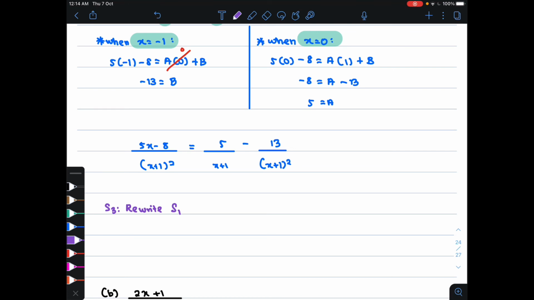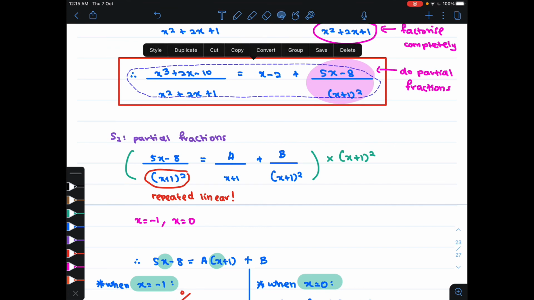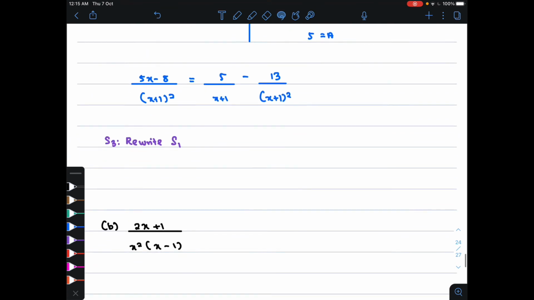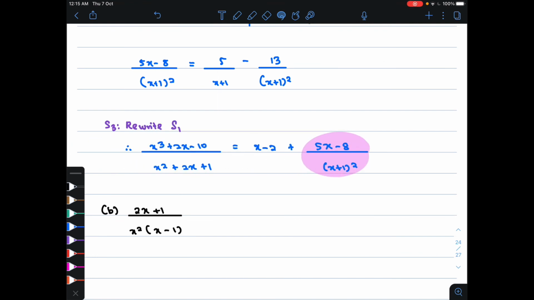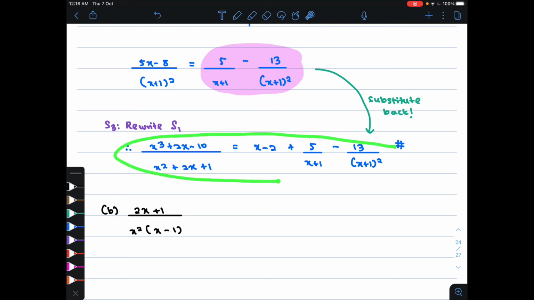The last step is to rewrite step 1. And this is from step 1. And note that this fraction is actually these partial fractions. And hence, this is the answer for part A.